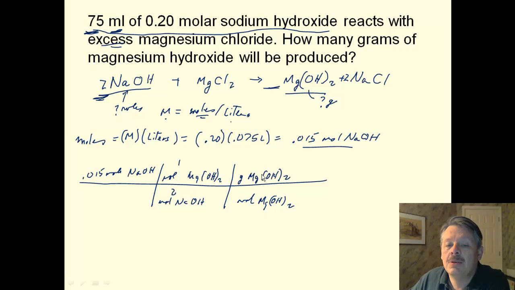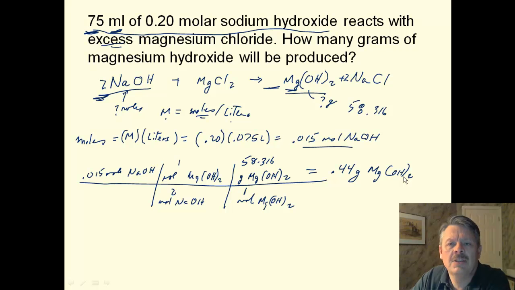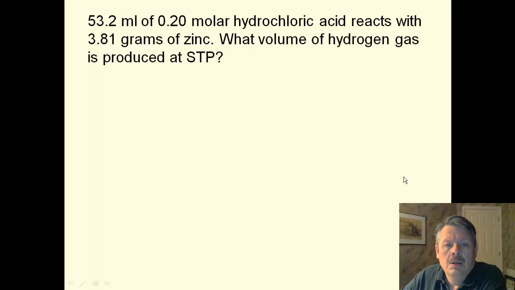And moles of magnesium hydroxide to grams, I have to calculate how much magnesium hydroxide weighs. So if I pause for a minute and figure that out, that will be 58.316 grams per mole. If I go and multiply all that out, I end up with 0.44 grams of magnesium hydroxide. All right, that seems pretty simple, not terribly complex. Let's see if you can do one. Go ahead and pause the video, see if you can figure this one out.